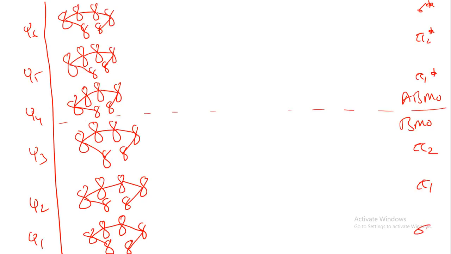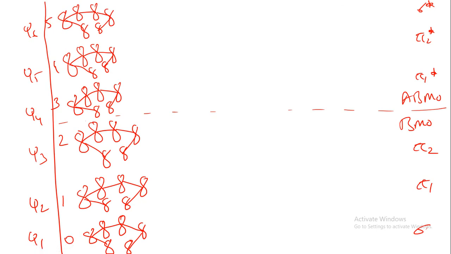Okay, so I have drawn over here sigma 1, sigma 2 up to sigma 6, then BMO, ABMO, then sigma, pi 1, pi 2, pi 1 star, pi 2 star and sigma star. Then after that we have to see the nodes: 0, 1, 2, 3, 4 and 5. Now after showing the nodes, we have to put the signs over here, that is minus plus, minus plus, minus plus, minus plus, minus plus, minus plus. For one node it will be minus plus, so here we have minus plus, minus plus, plus minus, plus minus, plus minus.